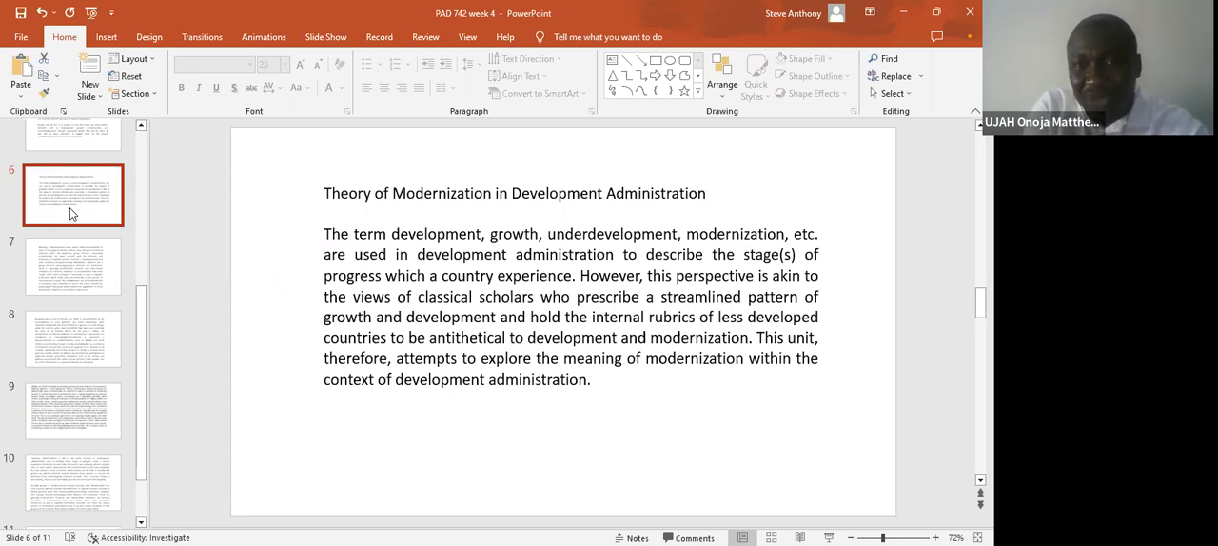And when that is related to development administration, it therefore means that third world countries or less developed countries have internal challenges that tend to hamper the extent of development that they should attain. And for there to be any meaningful development in terms of administration as well, they must do away with these values. This unit therefore attempts to explore the meaning of modernization within the context of development administration.